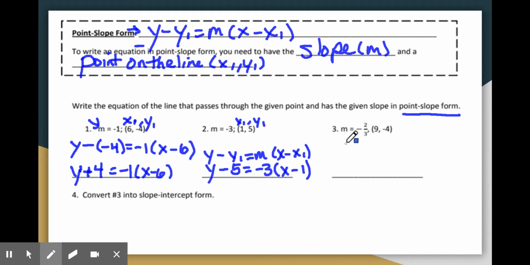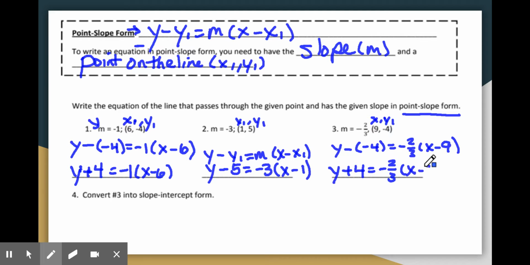Number 3 asks me to write, so here's my x1, and here's my y1 next to it. So I'm going to have y minus, y1 is -4, equals -2/3 times x minus 9. Two negatives make a positive, so we have y plus 4 equals -2/3 times x minus 9. And there's my answer in point slope form. I'm all done with this. These are my answers in point slope form.